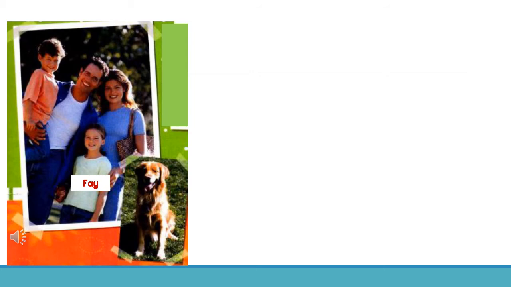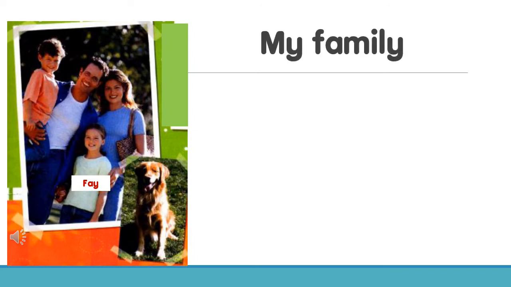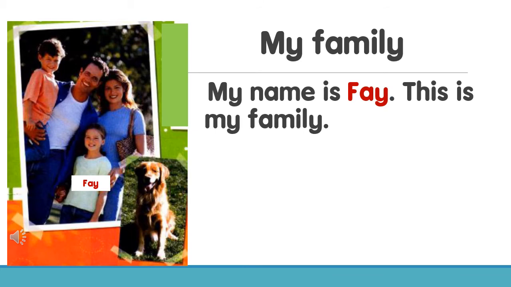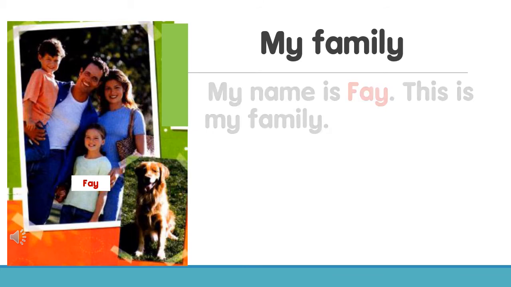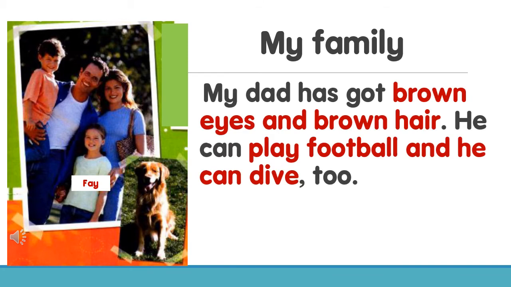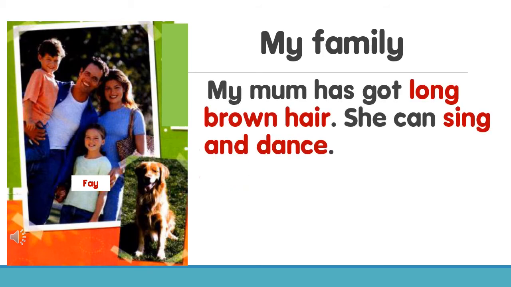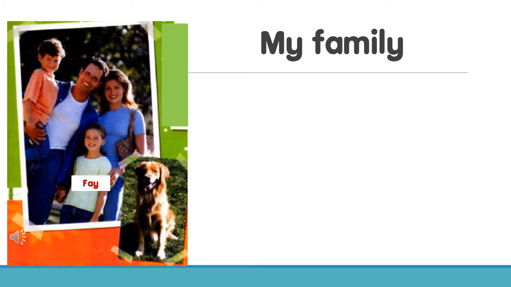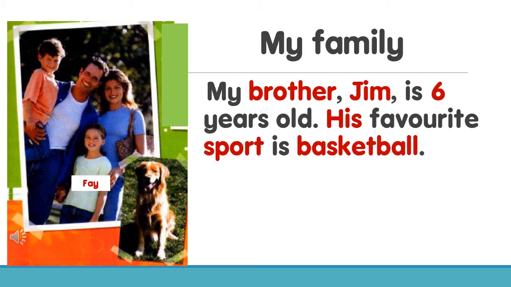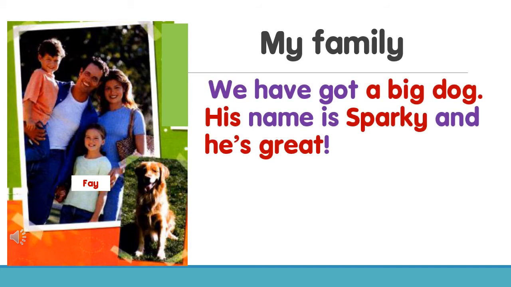Module 1. Project. Activity 1. Read about Faye's family. My family. My name is Faye. This is my family. My dad has got brown eyes and brown hair. He can play football and he can dive too. My mum has got long brown hair. She can sing and dance. My brother, Jim, is 6 years old. His favourite sport is basketball. We have got a big dog. His name is Sparky and he's great.